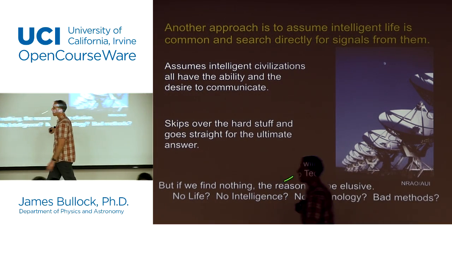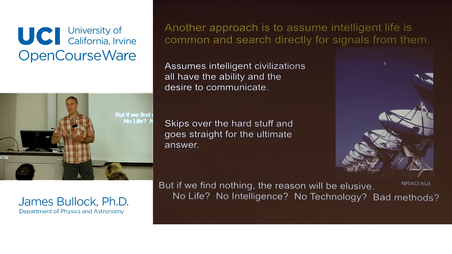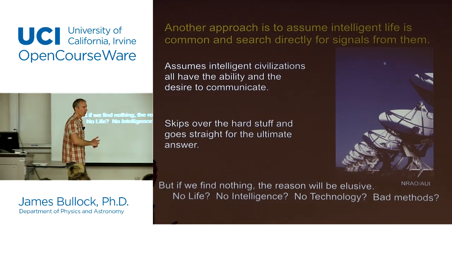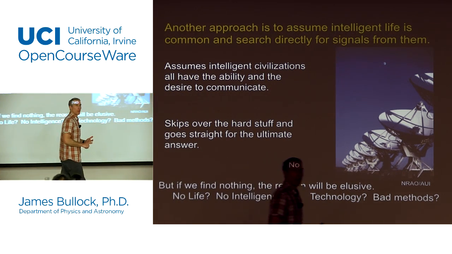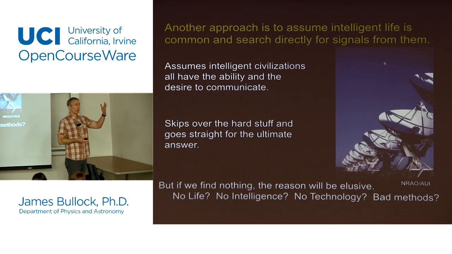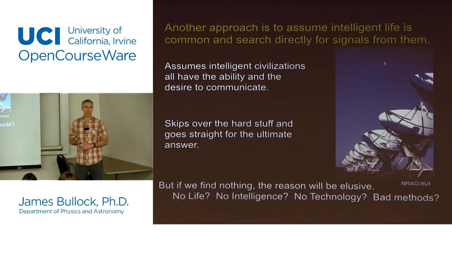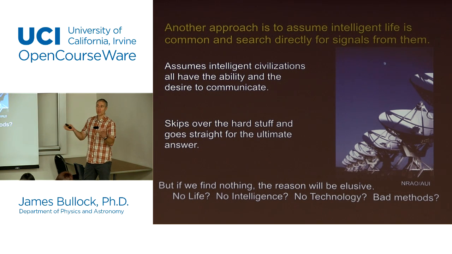So the point is, this approach is, let's skip over the hard stuff about trying to find planets and measure their atmospheres and figuring out whether there's biomarkers or not. Let's just go out and point our telescopes at places where there are stars and see whether or not something interesting is emanating from those locations. Like maybe there are signals coming from them. Maybe they're just trying to communicate with us.